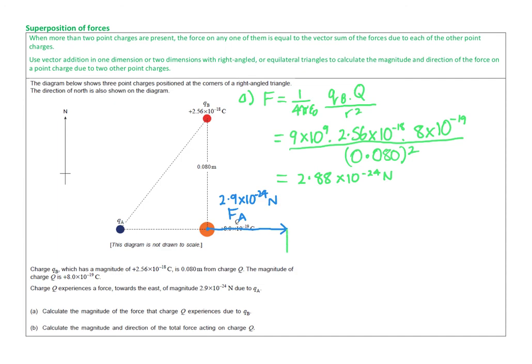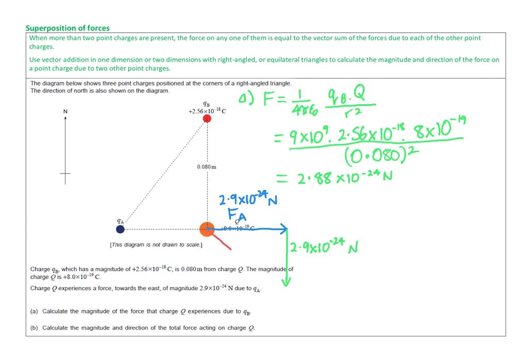And then we can see 2.9, 2.88, and in fact I only had two significant figures there, so I should have actually rounded that off to 2.9. So that one there is 2.9 times 10 to the minus 24. Now, hopefully at this point you're going, well, if that length is equal to that length, even though they're not on my diagram, the angle there will be 45 degrees.